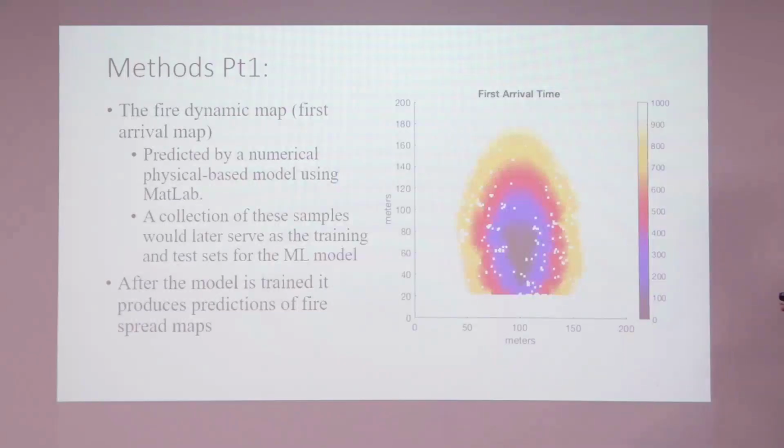So this fire dynamic to the right here you can see, you just have the meters and then the spread over time. So you can see that the black part is where the fire started from, and then as time progressed, it just kind of spread out.